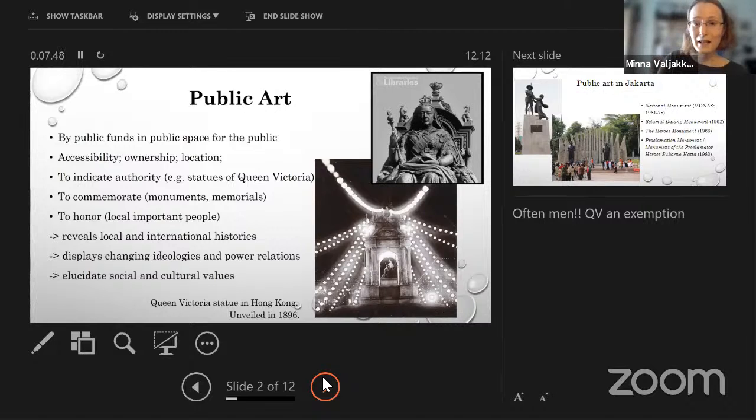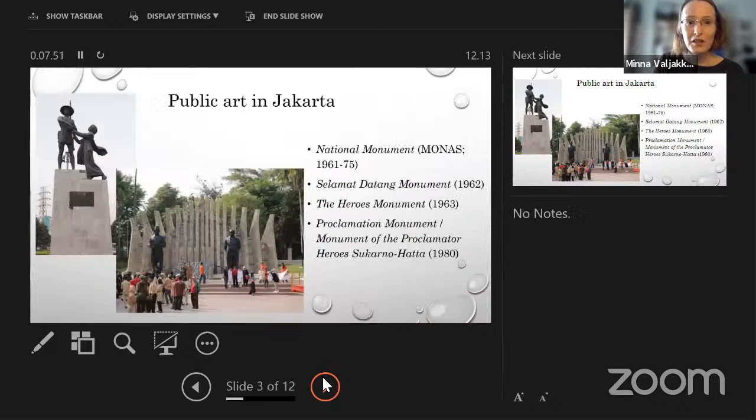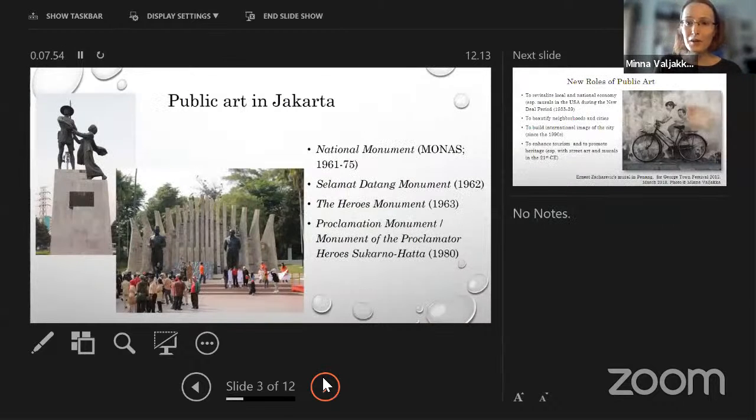So of course, as said, I'm not a specialist in Indonesian art, but I just wanted to point out that if we want to look into the public art in Jakarta, here I listed four of the most famous public artworks that you have in Jakarta: the National Monument, the Selamat Datang Monument, the Heroes Monument, and the Proclamation Monument.